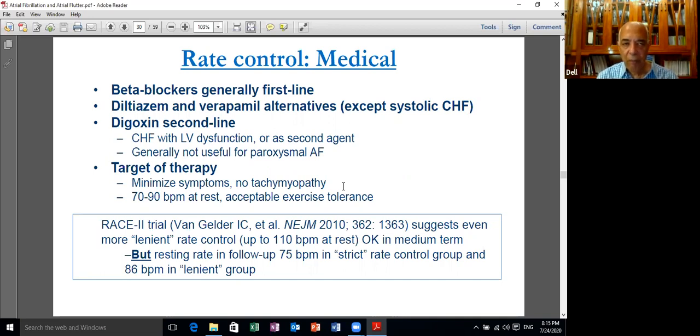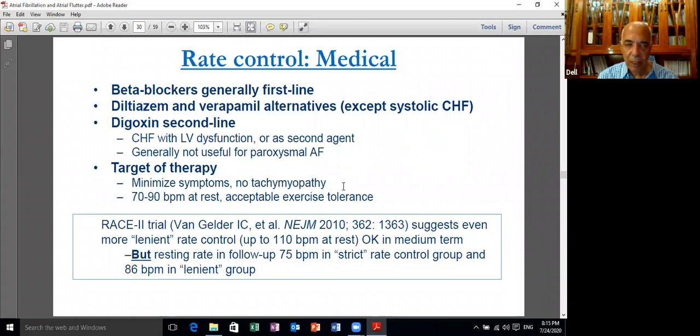Rate control, obviously, we use beta blockers as the first line. We use non-dihydropyridine calcium antagonists, provided that the patient is not having left ventricular dysfunction. Digoxin always comes late, but it can be added to either of these. The target of therapy is to minimize symptoms, prevent the occurrence of tachycardic cardiomyopathy, and then keep the heart rate at the lowest rate possible.